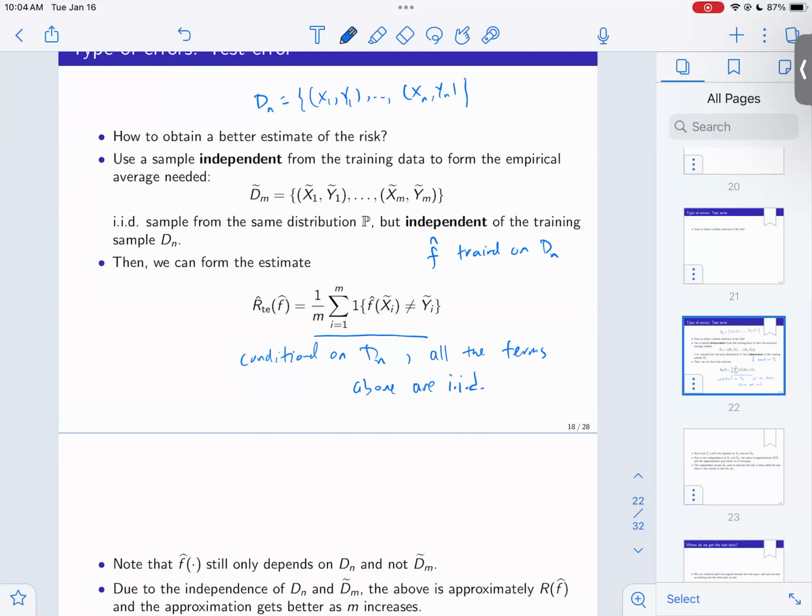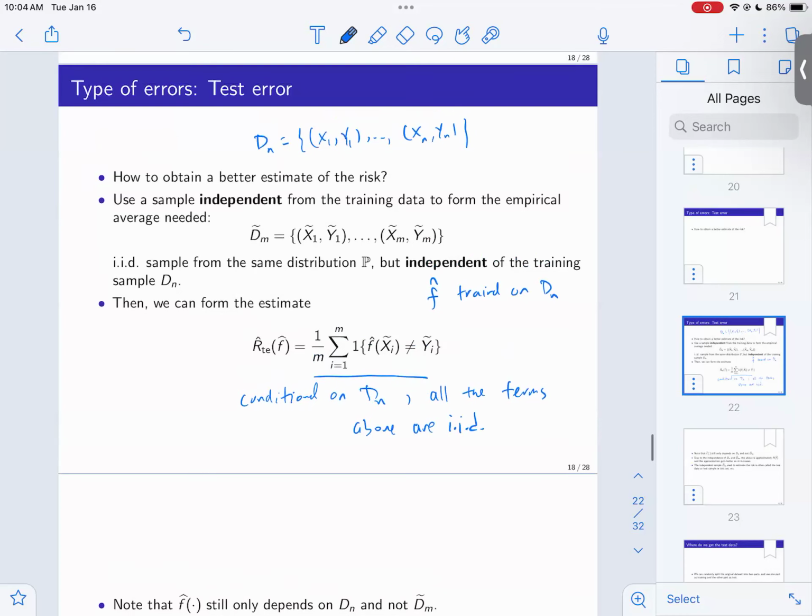So this is called test error, let's say. And this would be a consistent estimate of the risk. As M goes to infinity, this is going to converge to really the risk of f hat. So I can consistently estimate, I get a consistent estimate of the risk of f hat. So all you need is a different sample.